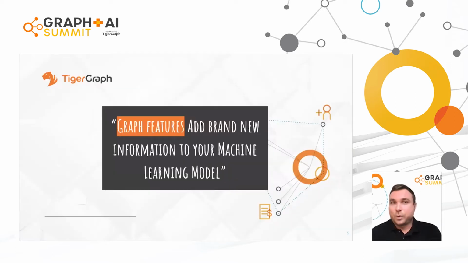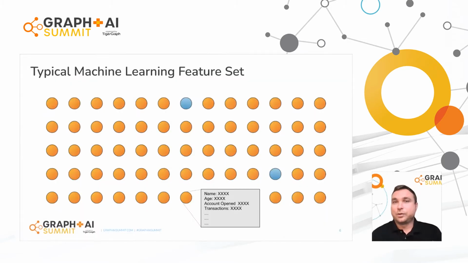This is where TigerGraph and graph features can help in the detection of fraud. By incorporating the relationships between these data points, we can give new information to a machine learning model and get better results. Let's imagine this a bit more visually.